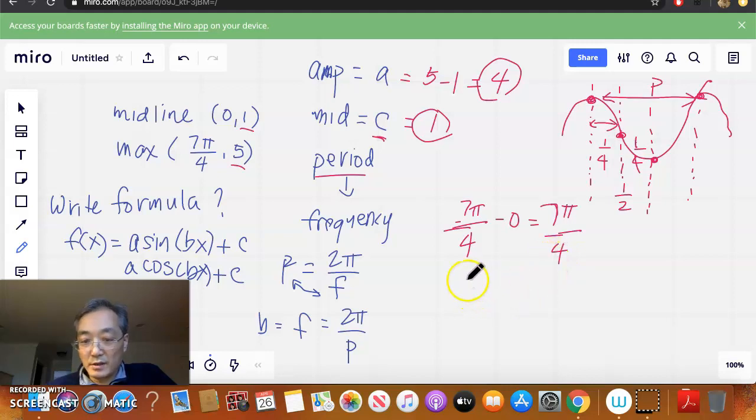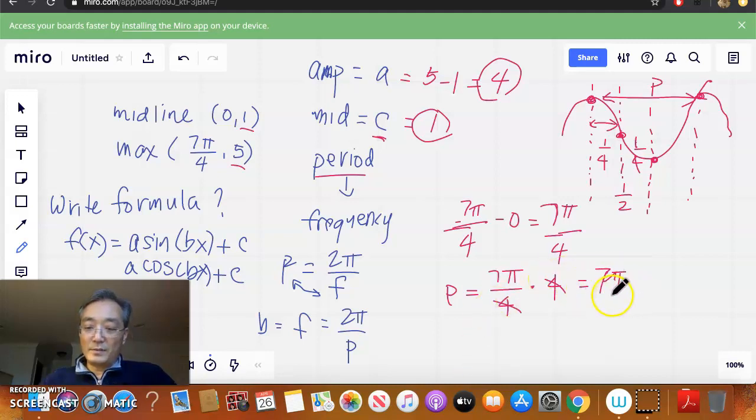So then what's the entire period? Well, the period's going to be 4 times that, right? It's 7 pi over 4 times 4. We got to multiply by 4, so the 4's cancel out. So now the period is 7 pi. Okay, so if the entire period is 7 pi, let's find the frequency.